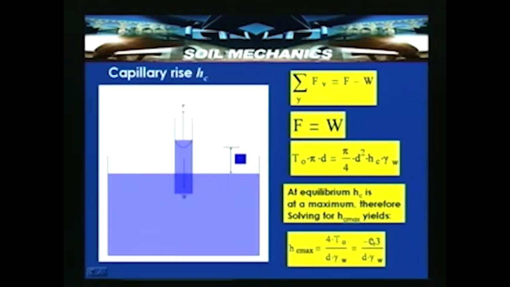So, this can be expressed as Hc max is equal to 0.306 divided by d, where d is the diameter of the tube, or in reality d can be the pore size. So, 0.306 is actually a constant, which is obtained by considering the surface tension value of water, which is T is equal to 0.00075 kilonewton per meter, and substituting in this equation and simplifying. So, with D in centimeters, we get Hc max as 0.306 divided by D.